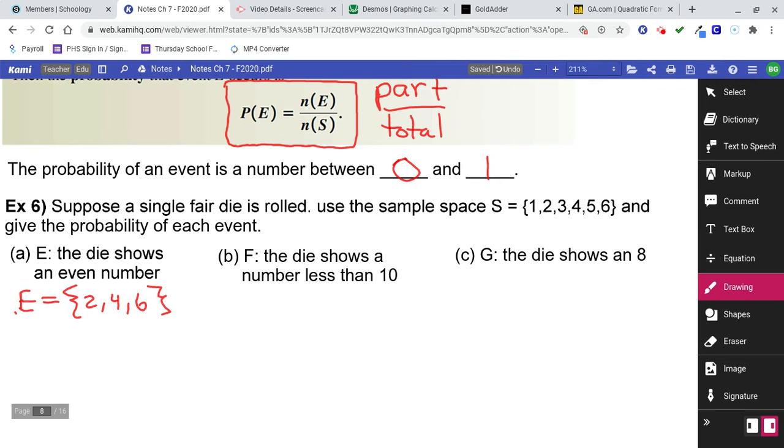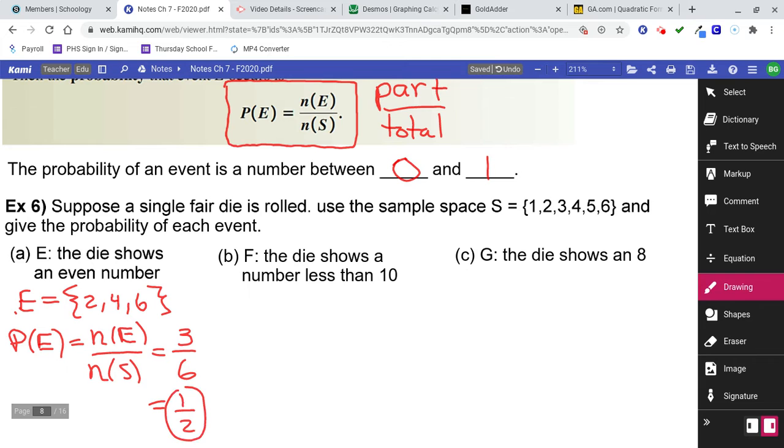So I'm going to write a lot more than you would probably want to. The probability of that event, according to the formula, is the number of items in that event over the number of items in the sample space. But that's just part over total, okay? You would need to ask yourself, how many elements are there in event E? Well, there are 3 even numbers. And how many are there total in the sample space? There are 6. So I know you're going to want to skip steps here, and that's fine. If you don't need to write all that down, don't write all that down. But do reduce your fraction. You get 1/2. Or decimal is 0.5. That's fine.